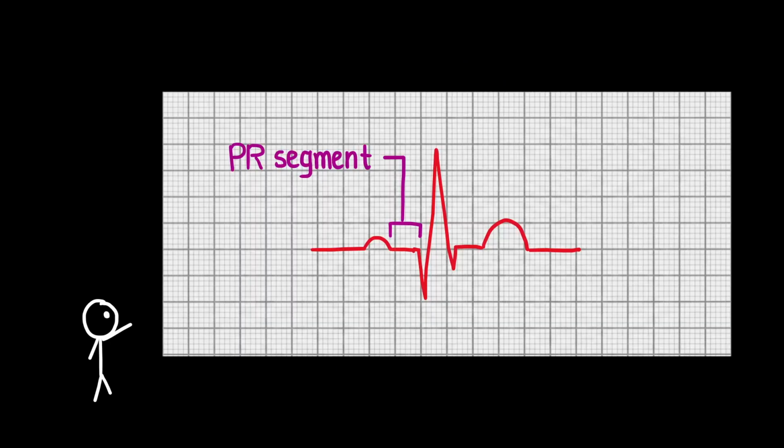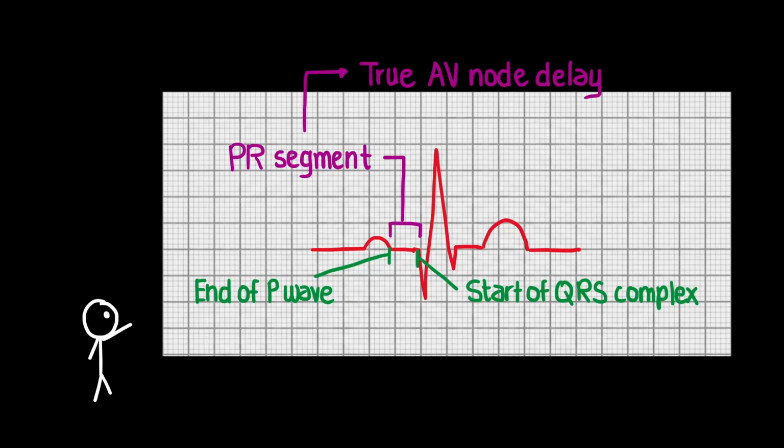This pause is referred to as the PR segment, which is the flat line between the end of the P wave and the start of the QRS complex. That's the true AV node delay, isolated.